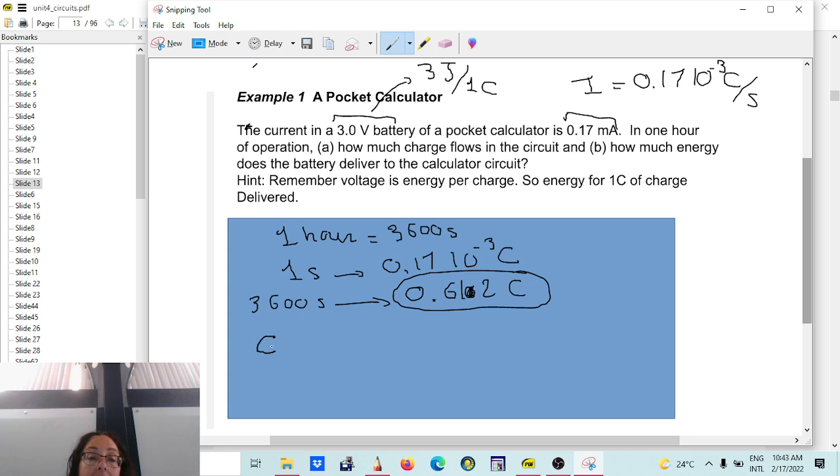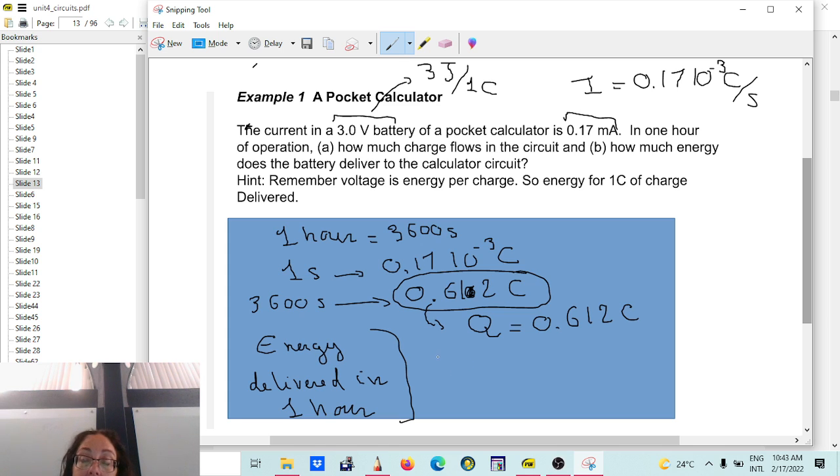So how much energy is delivered in 1 hour? But I already know that the amount of charge is 0.612 coulomb, and I have the voltage. The voltage tells me that it's going to be 3 joules for 1 coulomb. So it's just a proportion. Make sense?